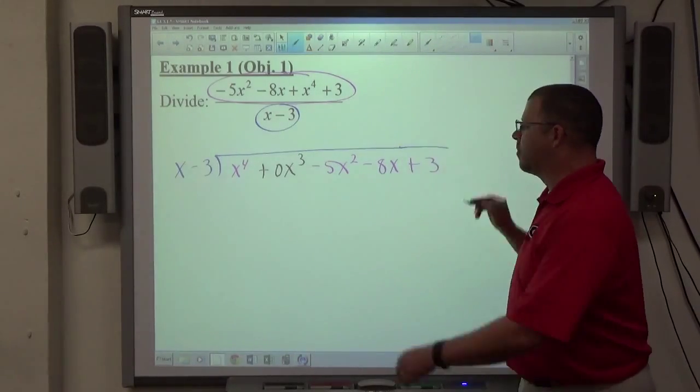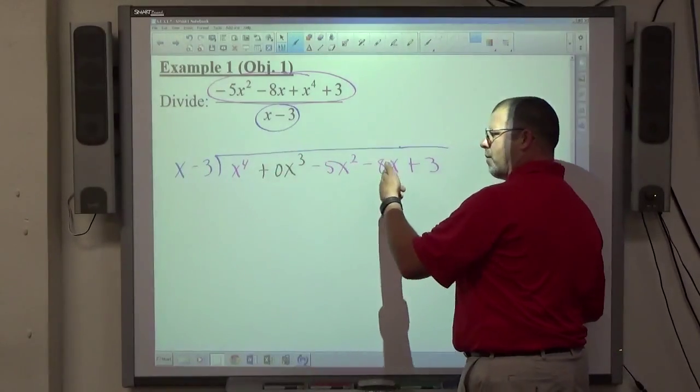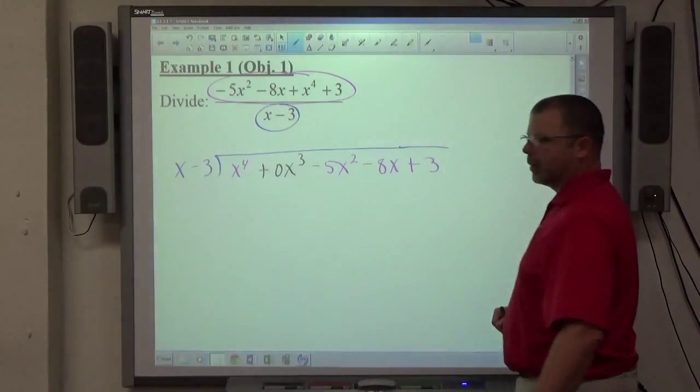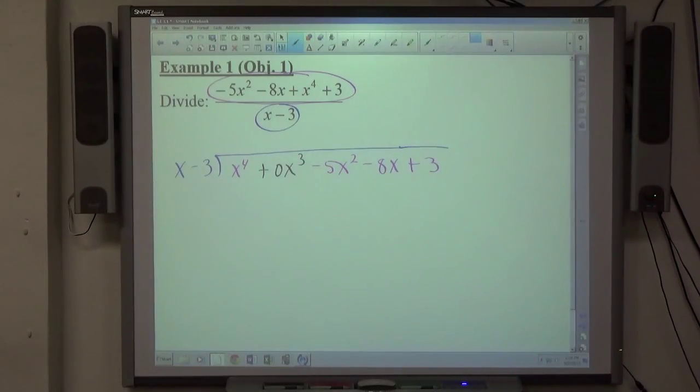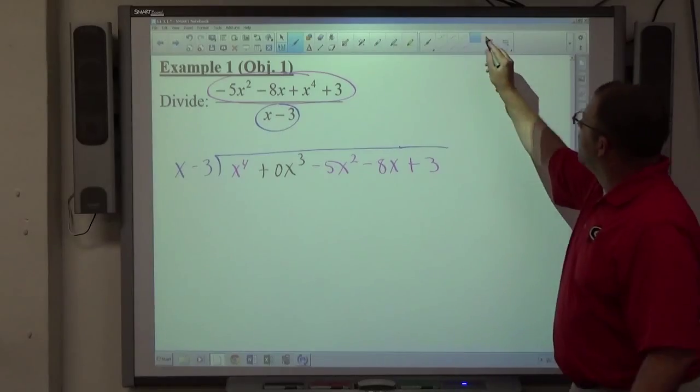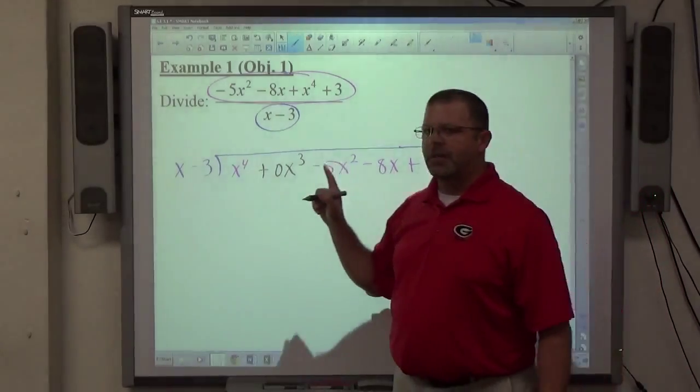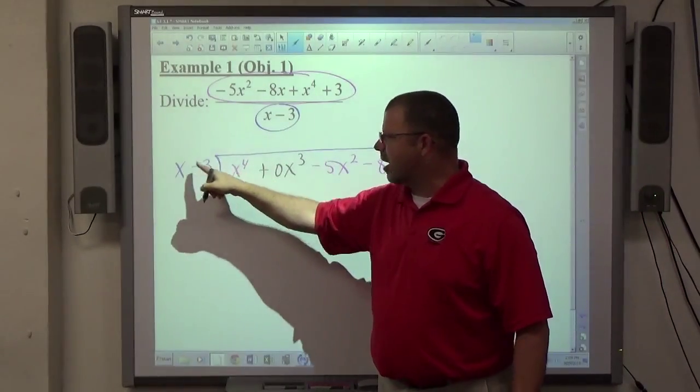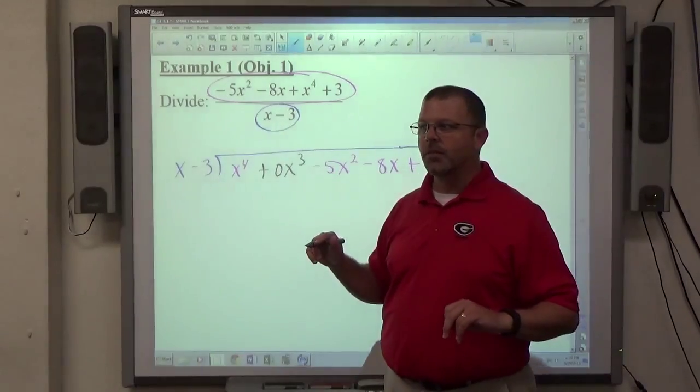So every other power has been accounted for then. Fourth power, second power, first power, constant. That cubic power is missing, so we put a 0x cubed in to hold its place. The division process will be step 1 to divide. So we take first thing divided by first thing. We keep it simple for the division step.